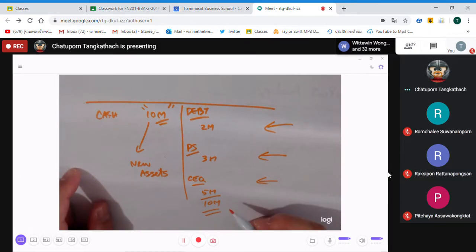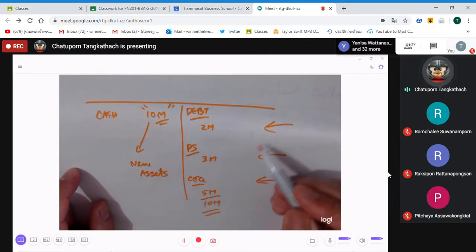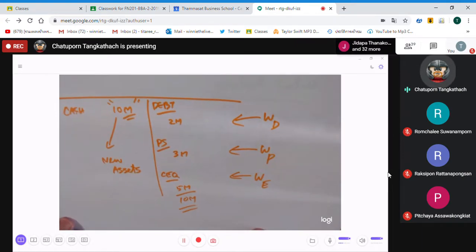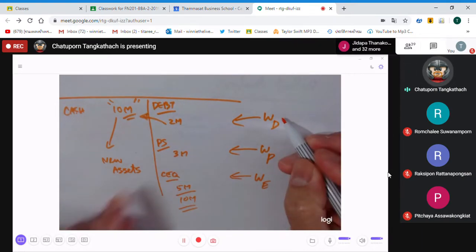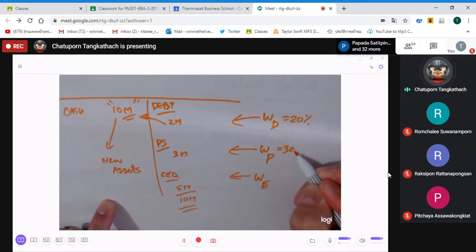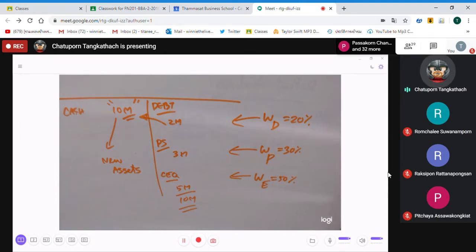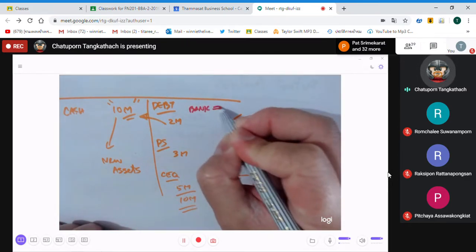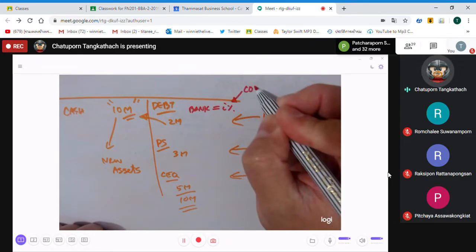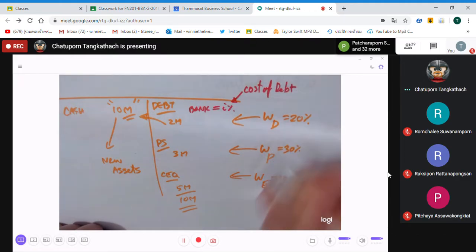Now, for all of these, you can translate them to weights. When you get 2 million out of 10 million, the weight that you bring in in terms of debt equals 20%. The weight in terms of preferred shares is 30%, and 50% for equity. Now, let's look at each of them. When the bank lends you money, the bank charges you an interest rate, and this is your cost. So I call this the cost of debt, or KD for short.